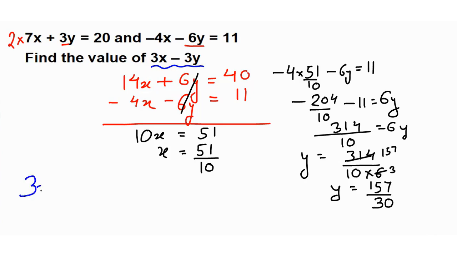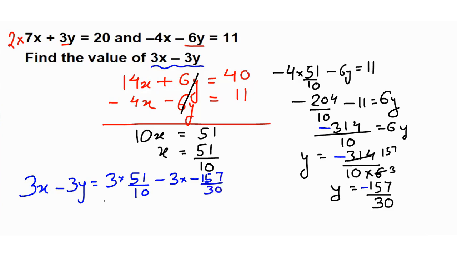It's asking us to find the value of 3x minus 3y. So let's find that. 3x minus 3y will be equal to 3 times 51 by 10 minus, oh, this is a negative sign. Here these both were negative, so this is negative, this is negative. So we have minus 157 by 30. So this would be positive 157 by 30 multiplied by 3. Here also we have minus 3y. Let me write this again. Minus 3 into minus 157 by 30.